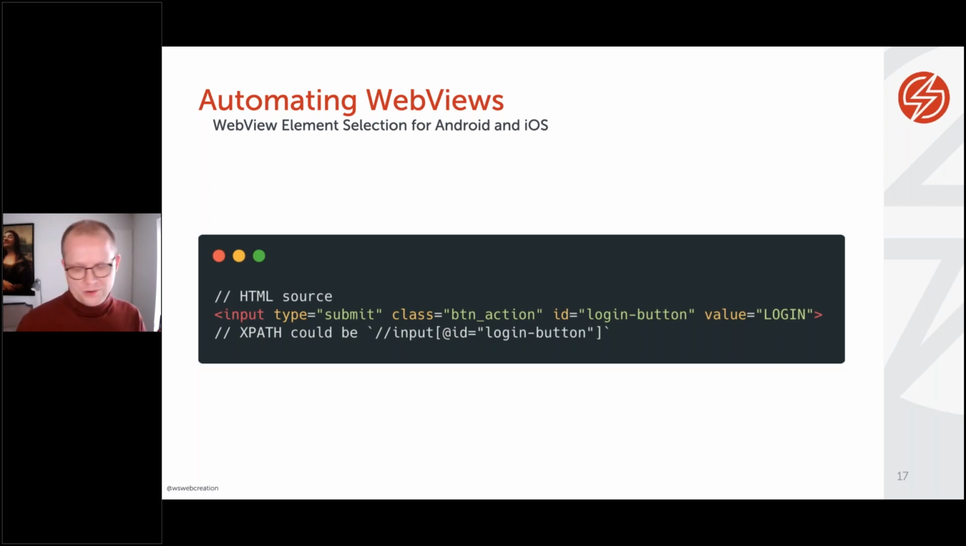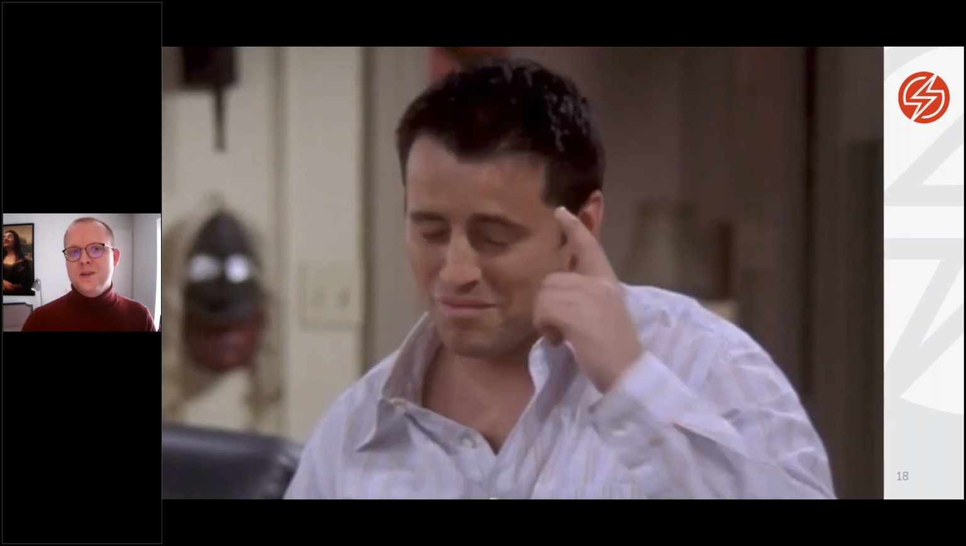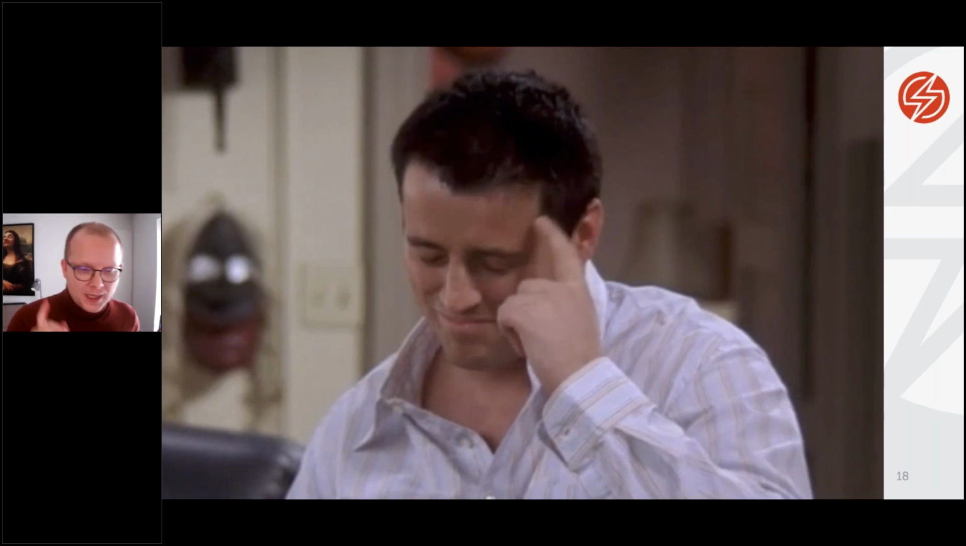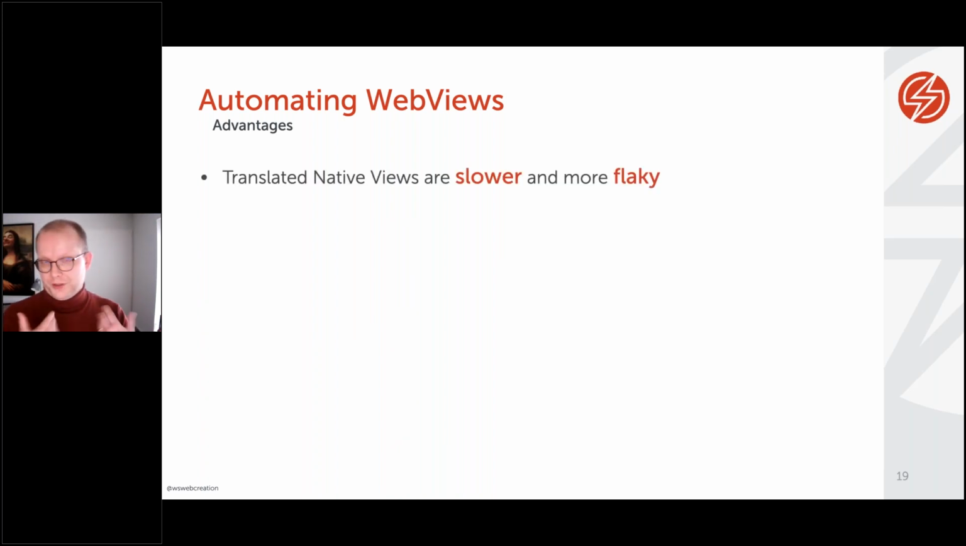So now that you know this, you're like, okay, this might be a smart step. How can we do this? Well, let's first take a look at the advantages. If we're thinking about hybrid applications, and if we're thinking about automating WebViews, then you might remember the thing that I said before. When we saw the native elements, Appium needs to translate it with its drivers from HTML elements to native elements. And that translation costs time.